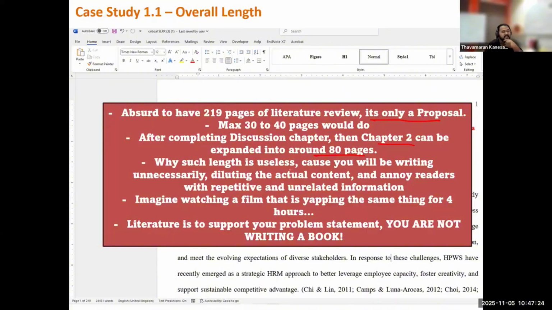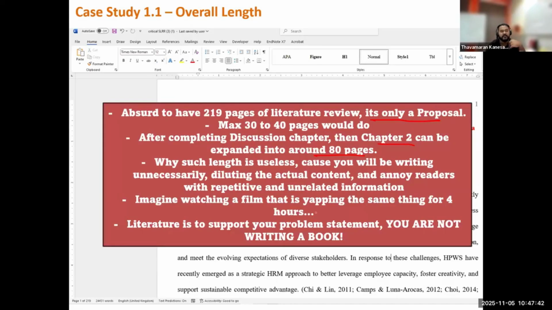Why is such length useless? What is wrong? Because you will be writing unnecessarily, diluting the actual content, and annoying readers with repetitive and unrelated information. Okay? Imagine watching a film that is yapping the same thing for 4 hours.